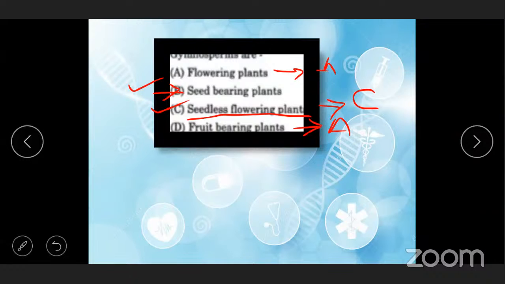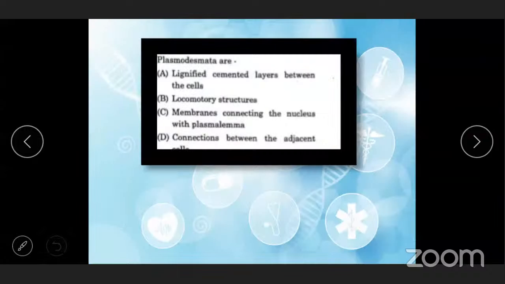Okay, let's go to the next question. Plasmodesmata are lignified cemented layers between the cells, locomotory structures, membranes connecting the nucleus with the plasma lamella, or connections between the adjacent cells. Okay, this one is a bit tricky. The level has gone up, people. Have you heard plasmodesmata for the first time? Plasmodesmata.